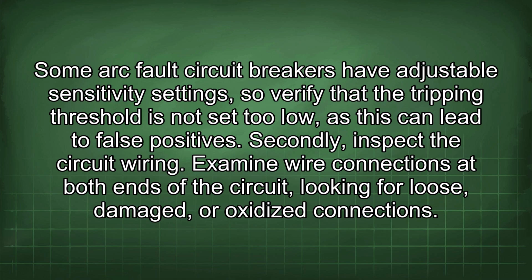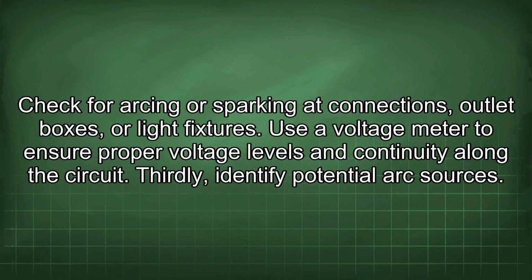Secondly, inspect the circuit wiring. Examine wire connections at both ends of the circuit, looking for loose, damaged, or oxidized connections. Check for arcing or sparking at connections, outlet boxes, or light fixtures. Use a voltage meter to ensure proper voltage levels and continuity along the circuit.